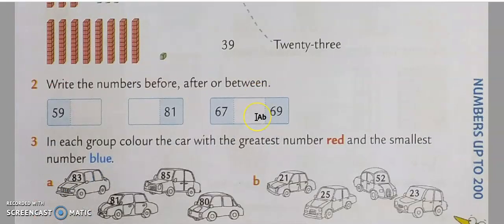Okay. And now the second question, that is write the numbers before, after or between. Here you have to write the number before, after or between. Here we have to write the after number. After 59, which number will come? After 59, the number will be 60. Okay.